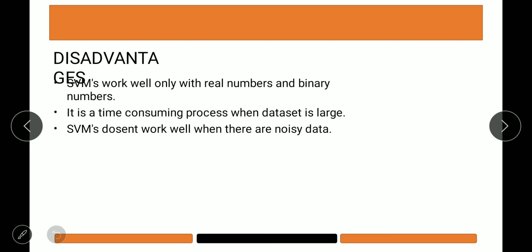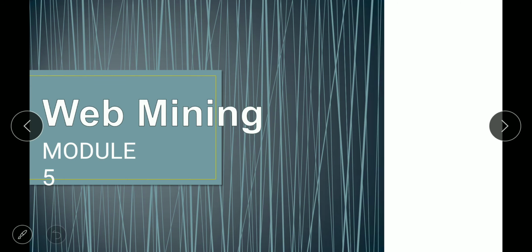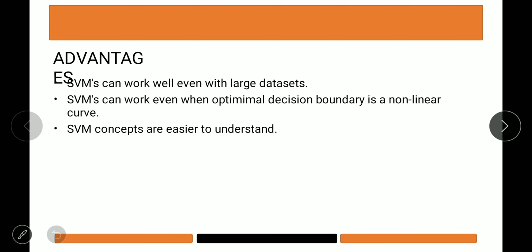Now let us come to the disadvantages. SVM works well only with real numbers and binary numbers. It is a time consuming process when the data set is large. Then SVM doesn't work well when there is noisy data. So these are some of the disadvantages of SVM, support vector machines. So that's all in this chapter, a very small chapter.